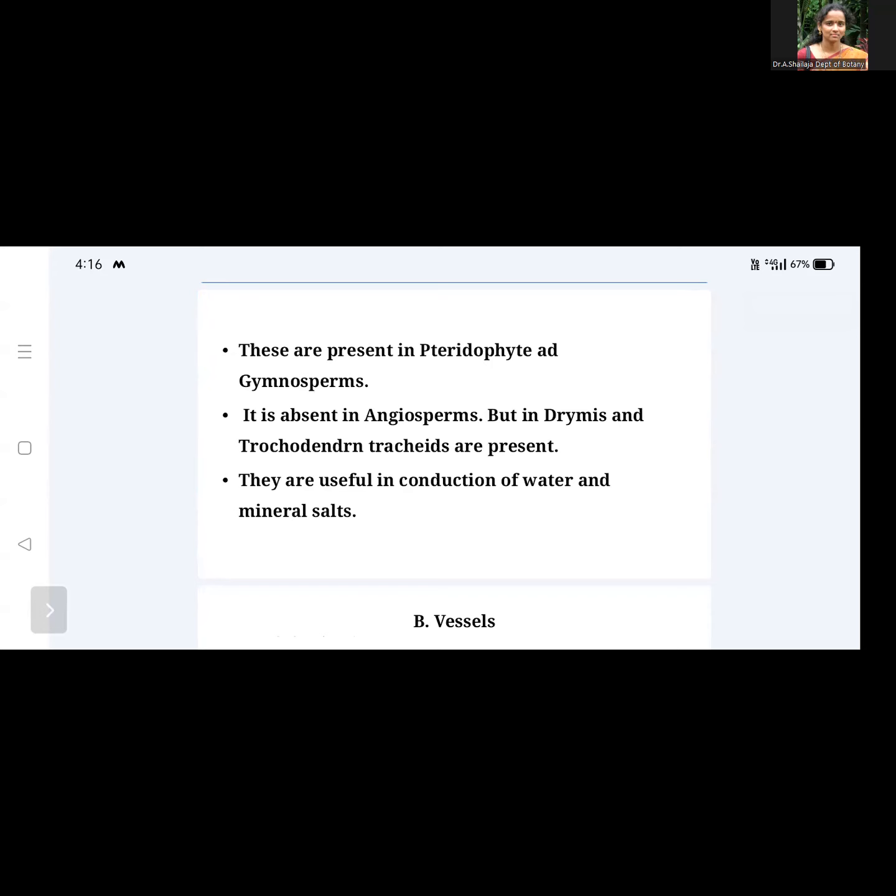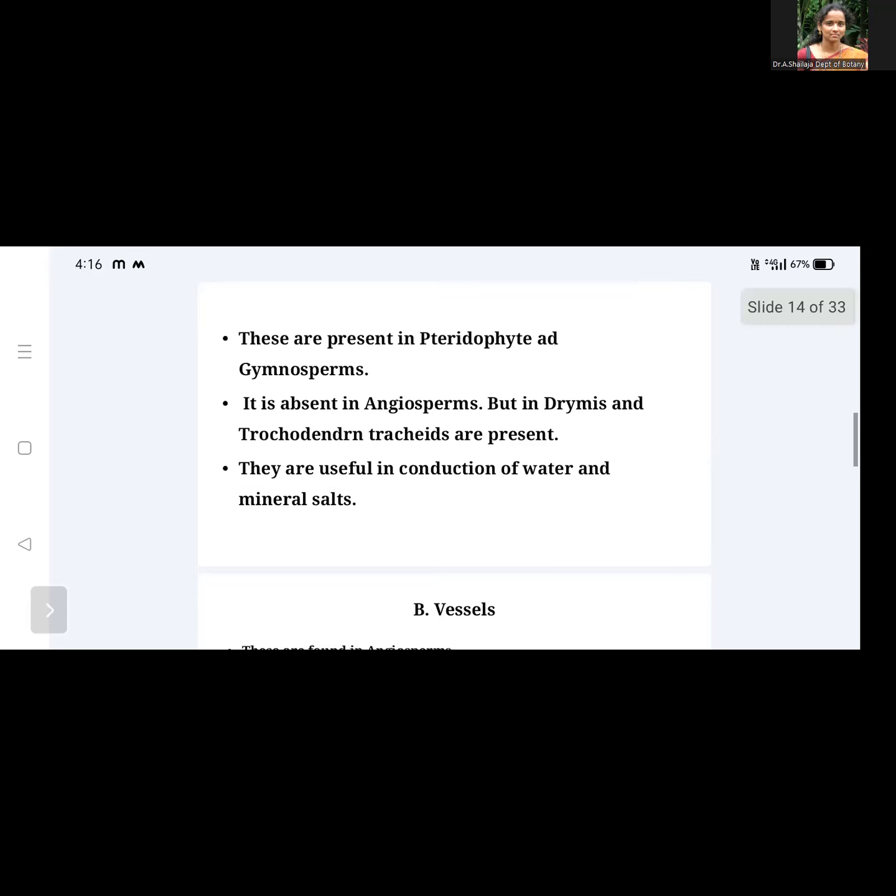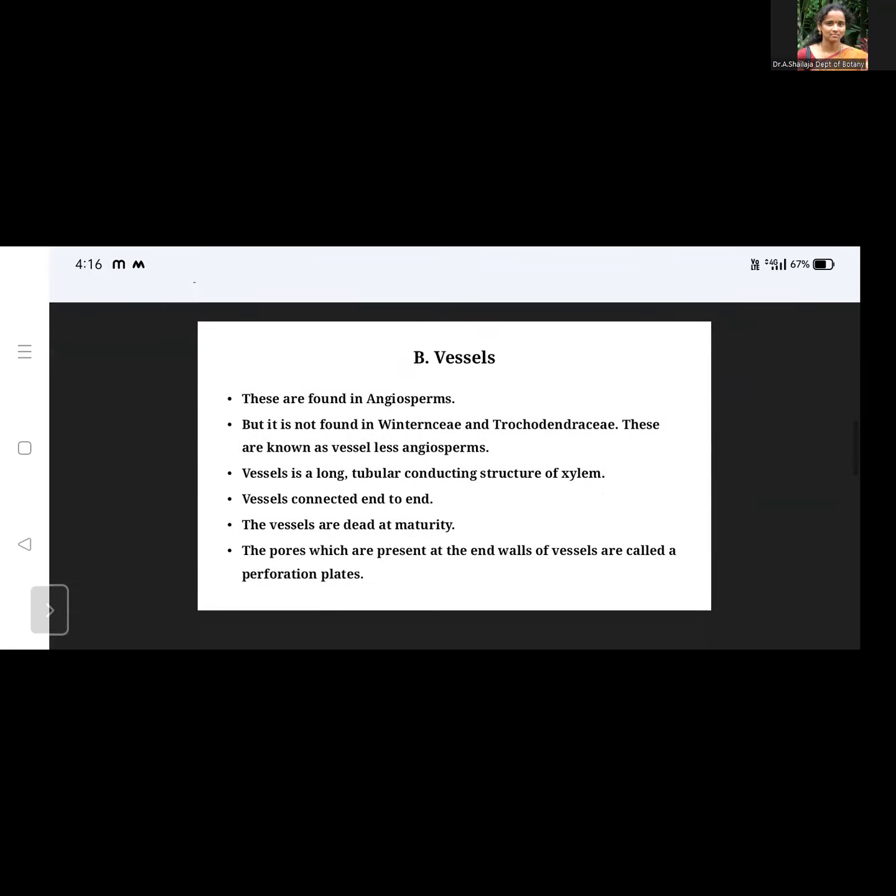Tracheids are absent in angiosperms, but in Drimys and Tetracentron tracheids are present. So in these two angiosperm plants, Drimys and Tetracentron, we observe that tracheids are present. They are useful in conduction of water and mineral salts. It's very, very important: generally tracheids are absent in angiosperms, but only these two plants have tracheids, Drimys and Tetracentron. Please remember this. And the next one, the second one, is vessels.